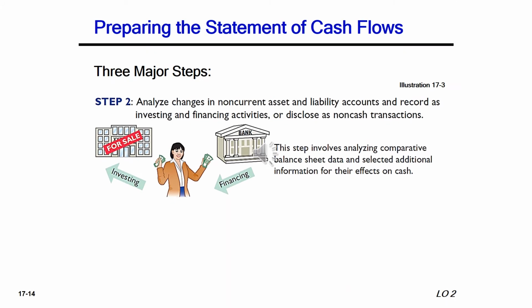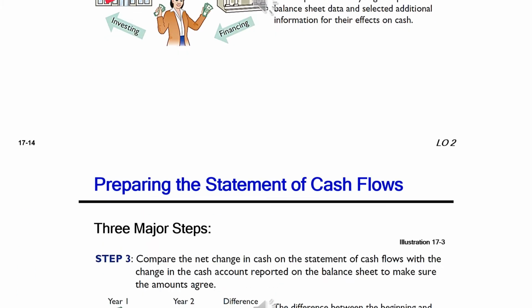The second major step would be to analyze changes in non-current asset and liability accounts and record as investing and financing activities, or disclose as non-cash transactions. Now, this step involves analyzing comparative balance sheet data and selected additional information for their effects on cash specifically. So remember, you're only dealing with transactions that have a direct impact on your company's cash.